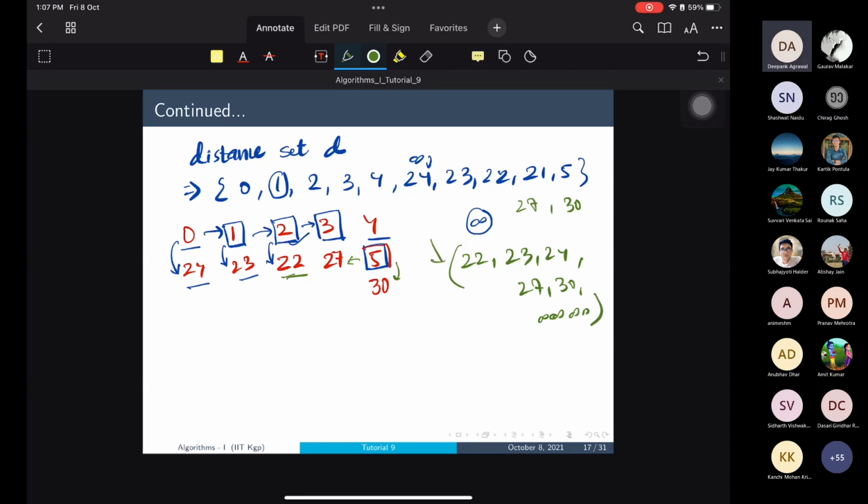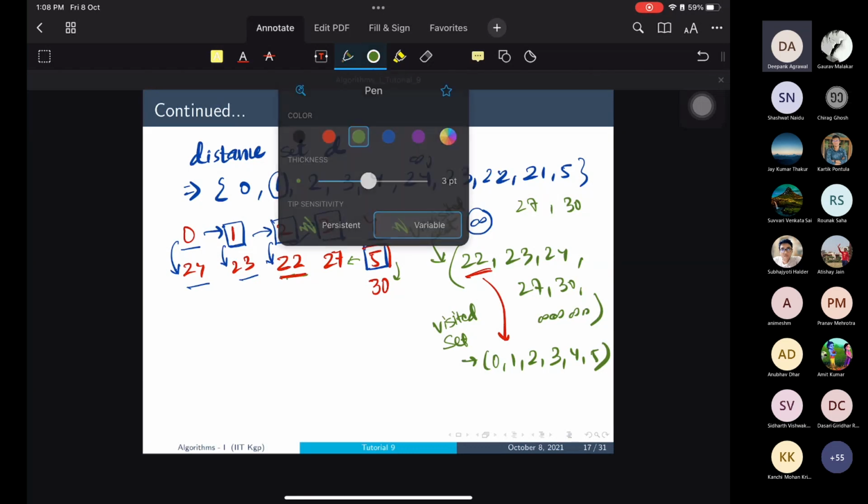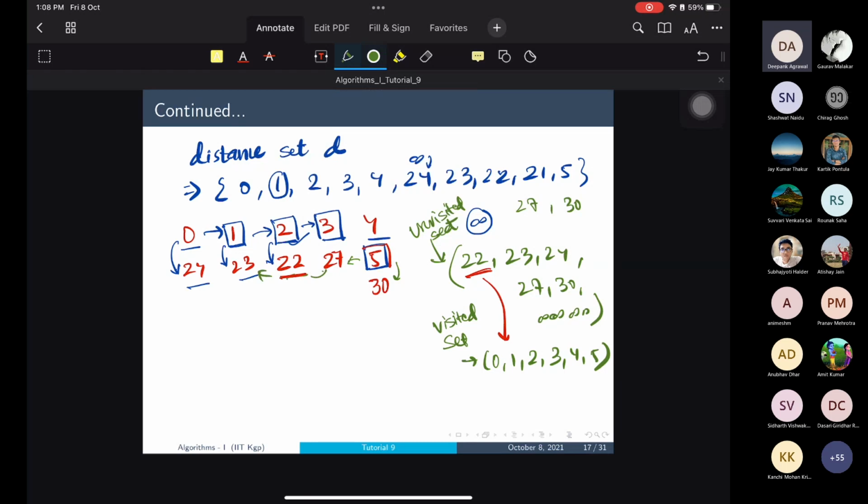This is the unvisited set, and the visited set comprises 0, 1, 2, 3, 4, and 5. We take 22 from here and put it in the visited set, because it is the closest. When we take 22 out, since 2 is already visited, we update the distance for this node and for the node below it. Is this clear?